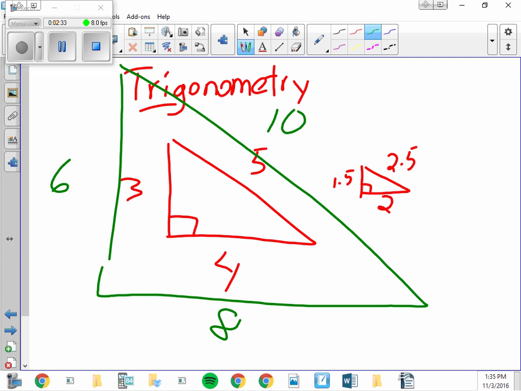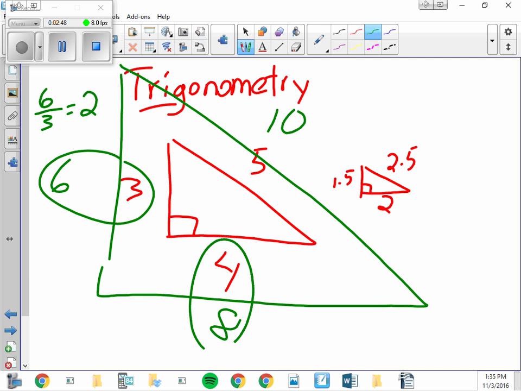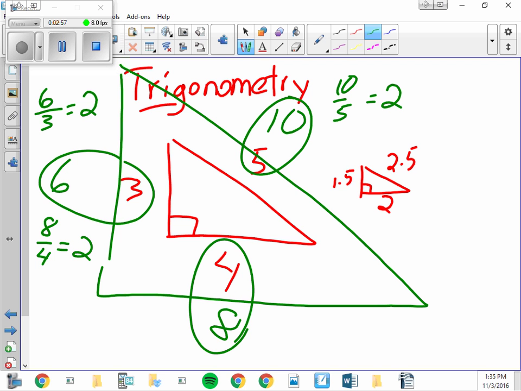The obvious one is if you take any side of the big triangle and divide it by the corresponding side of the little triangle, you get the same number every time. 6 divided by 3, so if I divide those two, I get 2. 8 divided by 4 is 2. And 10 divided by 5 is 2. That's sort of an interesting pattern. You double the size of the triangle, the shape is exactly the same, and the side lengths are proportional.